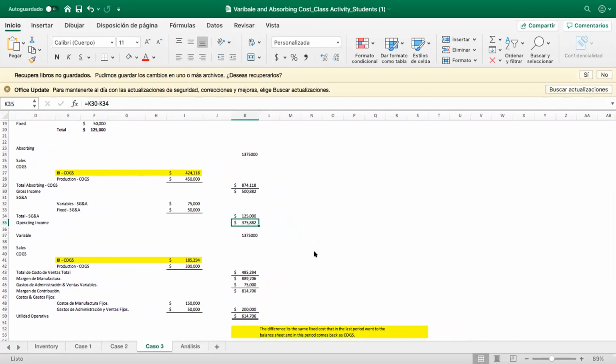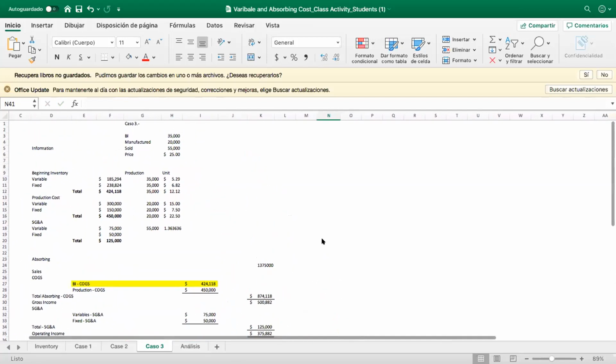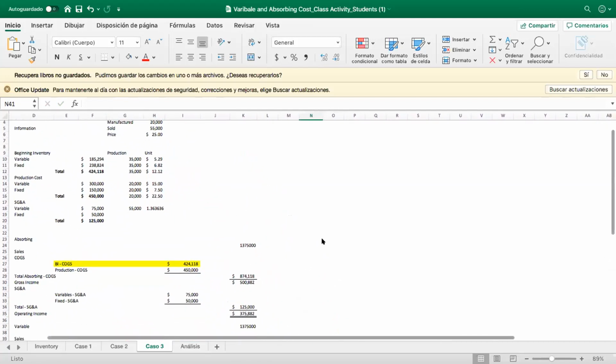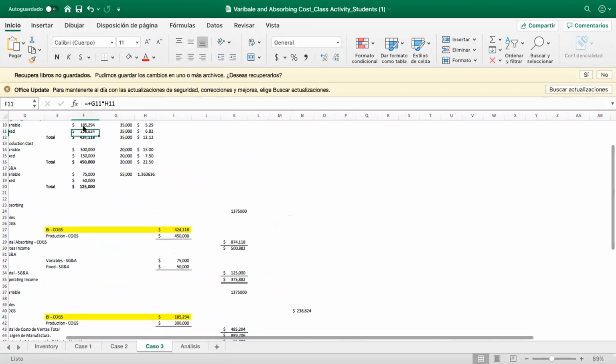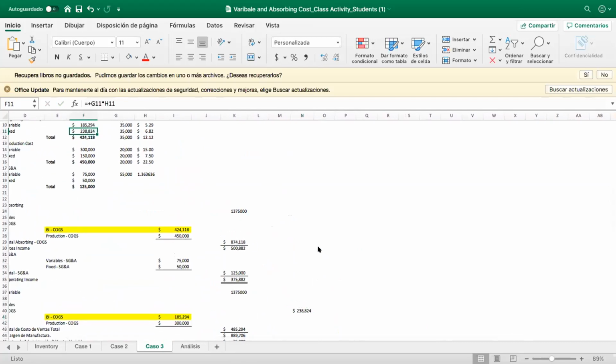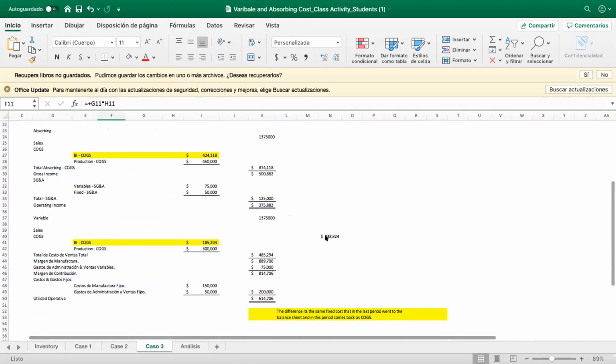No, the 375,000 with the 614. Right, we subtract them. Yeah, just take the difference because you're gonna see if it's correct. If your analysis is correct, the difference between those 2 operating incomes should be the same number as the fixed cost of the beginning inventory. Oh yeah, it's the same. You see? So you are correct. You did it correct. Thank you, teacher.